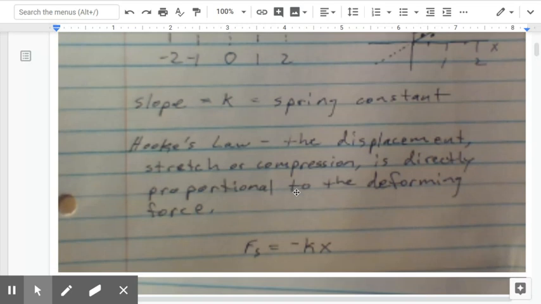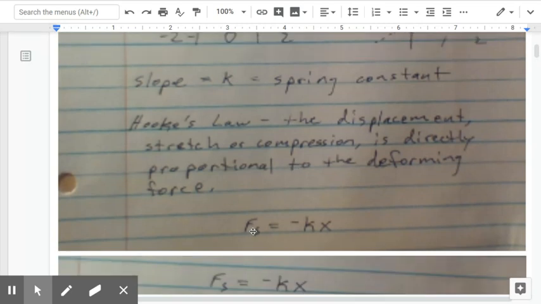So then this is an equation for Hooke's law where, again, it's just simply restating what we saw with the graph. The spring force, often referred to as the restoring force, is equal to the negative kx. Now, why is it negative?